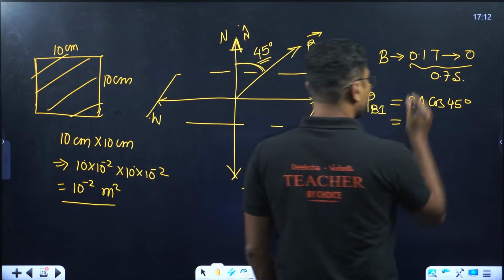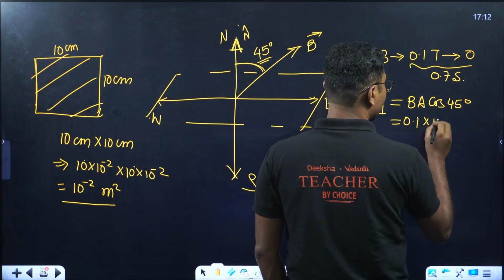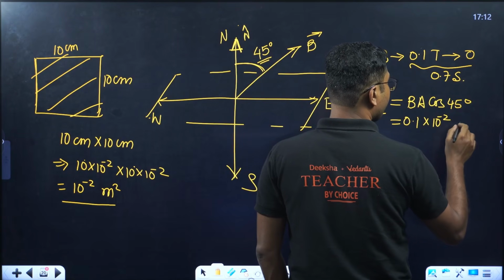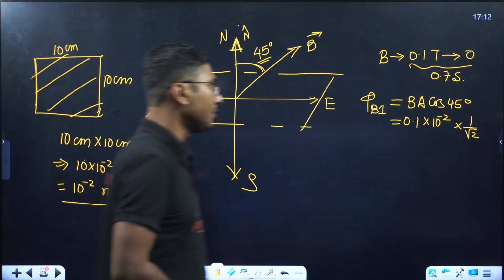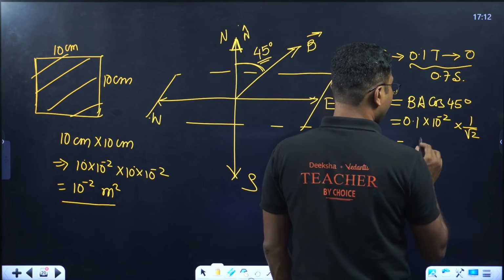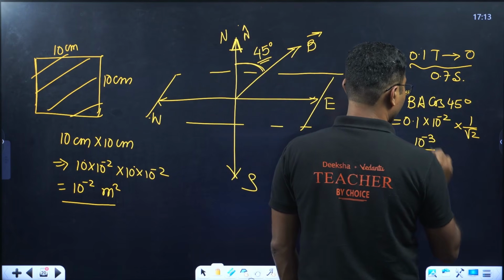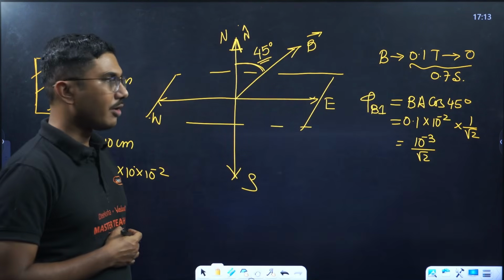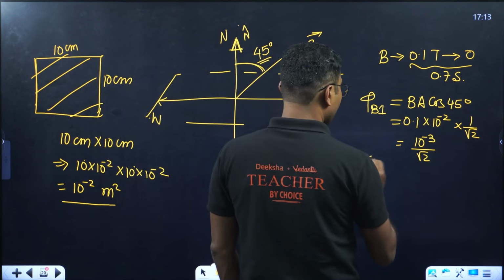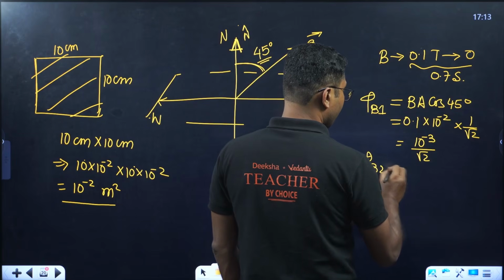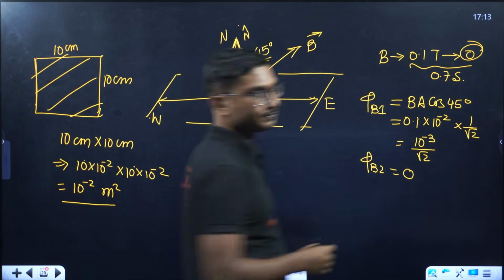Now let's put the values. Initially the magnetic field was 0.1, area was 10 to the power of minus 2, and cos 45 is 1 by root 2. So the initial flux phi B1 is 10 to the power of minus 3 divided by root 2, since 0.1 can be written as 10 to the power of minus 1. What is phi B2, the final flux? The magnetic field is becoming 0, so the final flux will become 0.